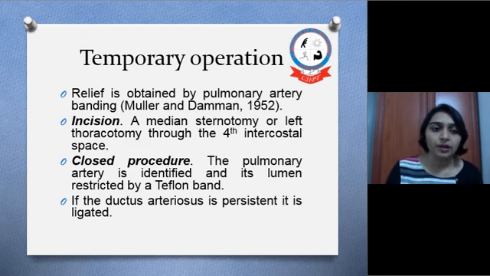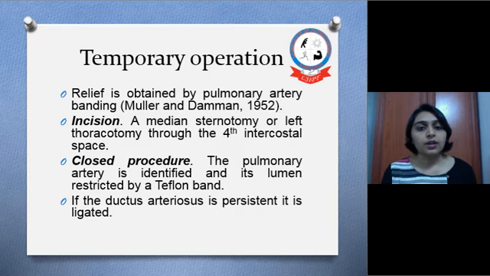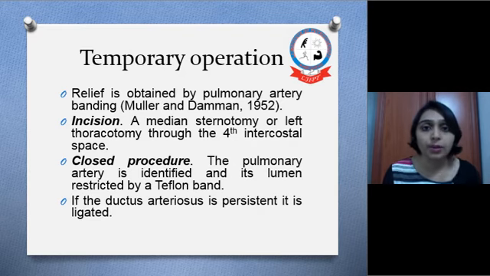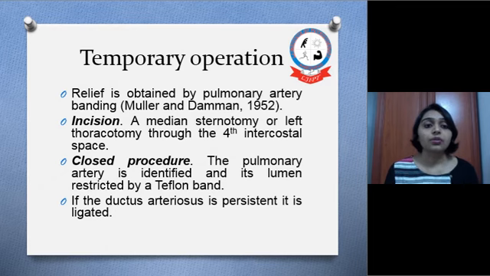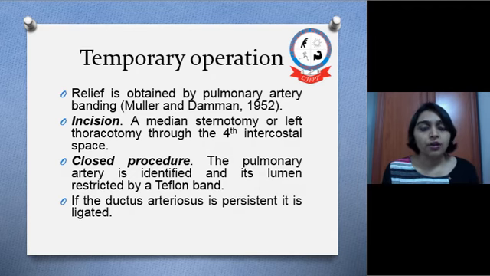pulmonary artery banding. So in a case of large VSD, or even sometimes where there is no septum at all, at that time we can give temporary relief in an infant with pulmonary artery banding. For that we need to take an incision, either median sternotomy or left thoracotomy through the fourth intercostal space. It is a closed procedure.